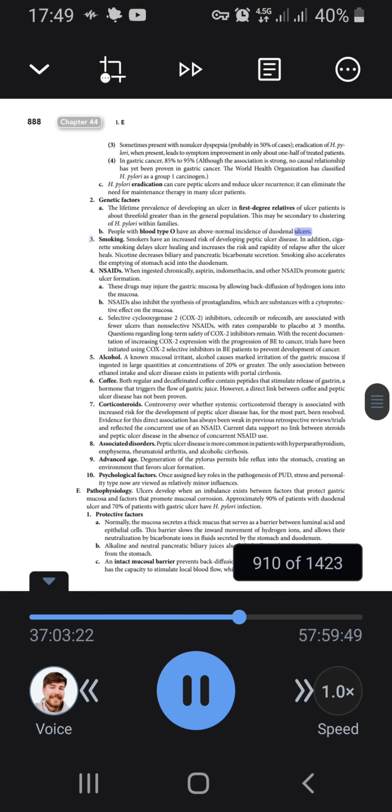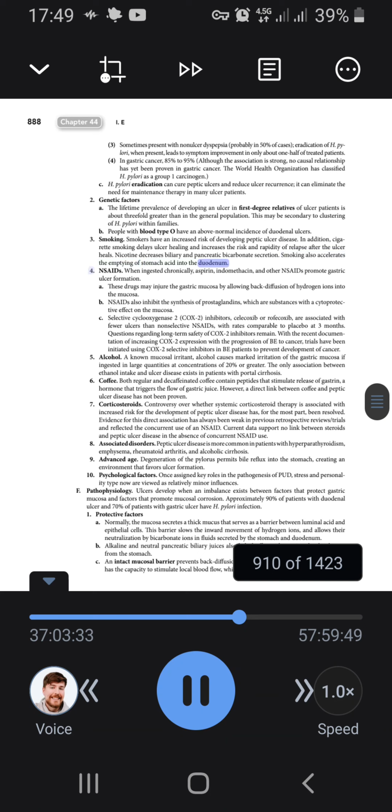3. Smoking. Smokers have an increased risk of developing peptic ulcer disease. In addition, cigarette smoking delays ulcer healing and increases the risk and rapidity of relapse after the ulcer heals. Nicotine decreases biliary and pancreatic bicarbonate secretion. Smoking also accelerates the emptying of stomach acid into the duodenum.